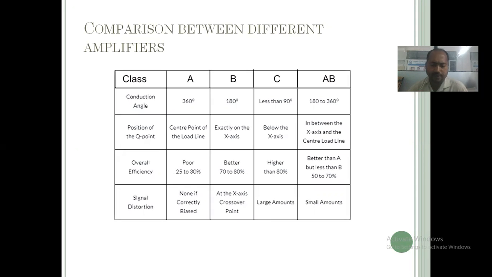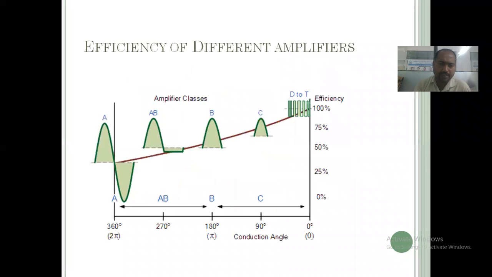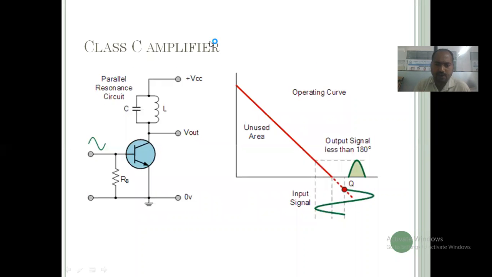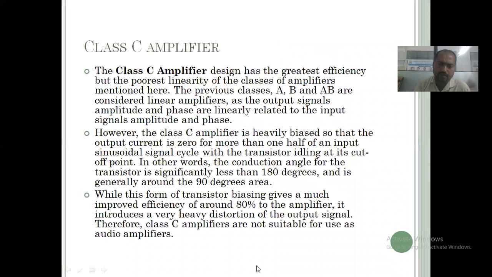Position of the Q point: it indicates where the Q point is coming. In this case, both half cycles should come, that's why it is at the center of the load line. This is called the load line. The Q point, the operating point, will be here, so the positive half cycle and the negative half cycle both fit in it. Okay.